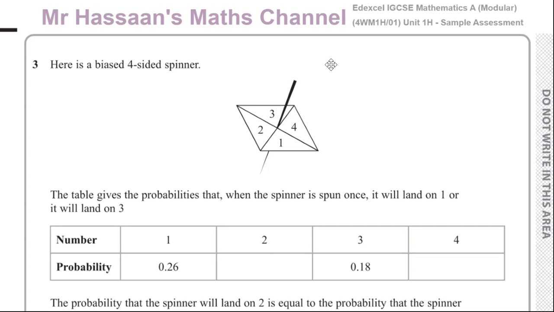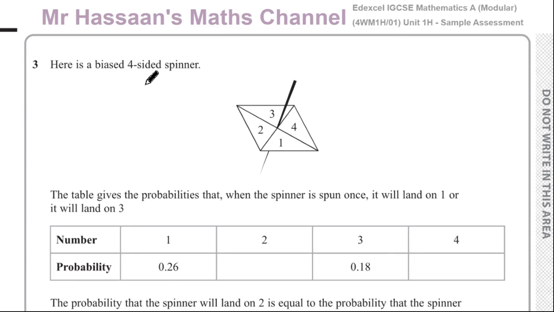I'm now answering question number 3 from the Edexcel IGCSE Mathematics A modular course, and this is the Unit 1 higher paper from the sample assessment. This is like the new modular exam where you take Unit 1 and Unit 2 separately. You can take them in separate sessions if you want, or in the same session, and they combine the marks for both together. So this is probably going to be a popular option. This is the sample assessment paper that the examining board has released to give an idea, and we're doing Unit 1 questions here.